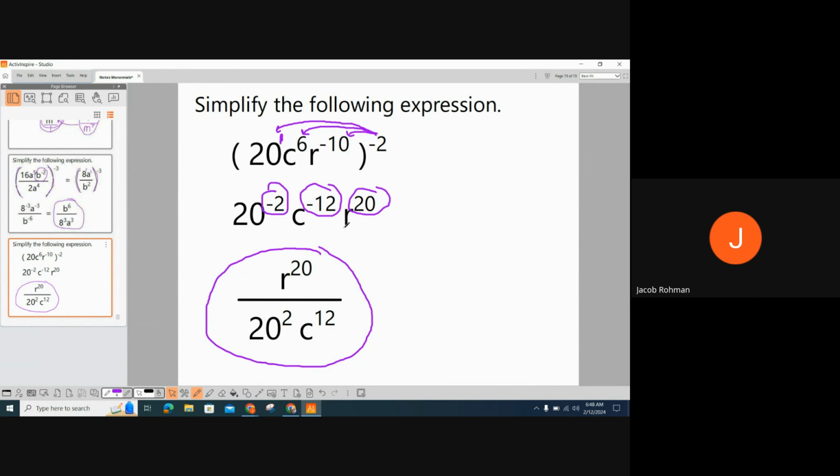And then when you have the negative exponents, remember, those can shoot down to the bottom of the fraction, which is where we get this bottom portion here. And this concludes our video lesson.